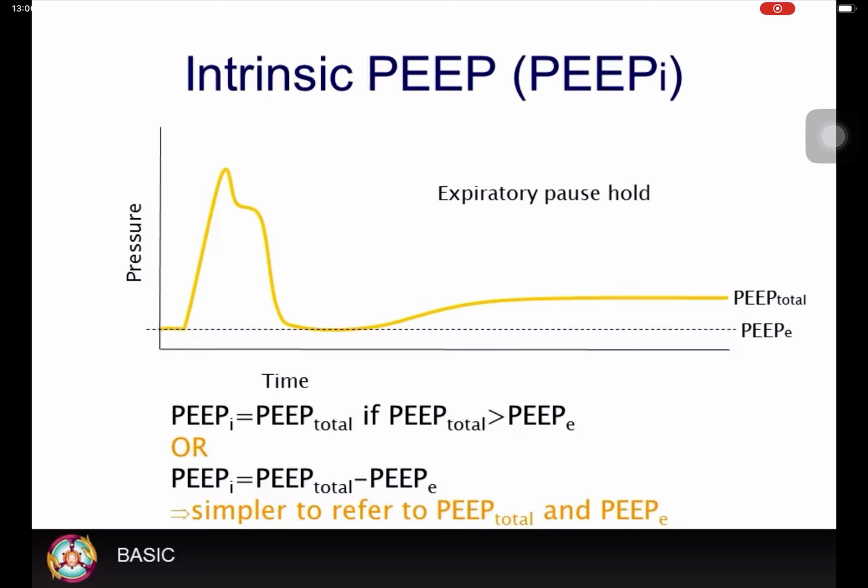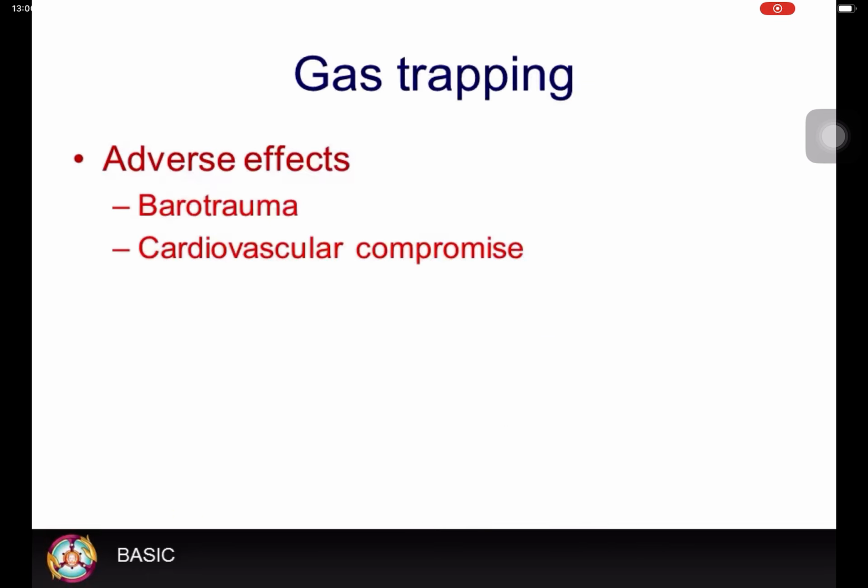which can be measured on most ventilators by using the expiratory pause hold control. As the pressures in the respiratory system equilibrate, the expiratory pressure measured by the ventilator rises. This occurs after a few seconds. The pressure displayed is the total PEEP. Adverse effects include barotrauma and cardiovascular compromise due to high intrathoracic pressure. In an extreme case, this can lead to cardiac arrest with pulseless electrical activity.